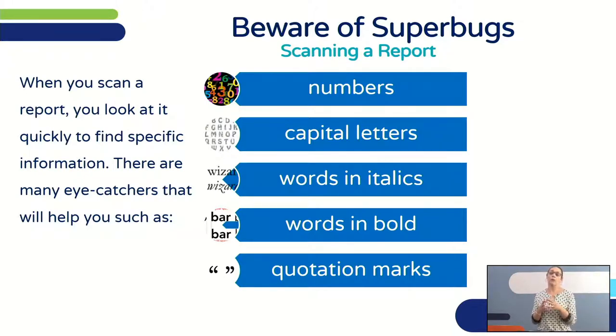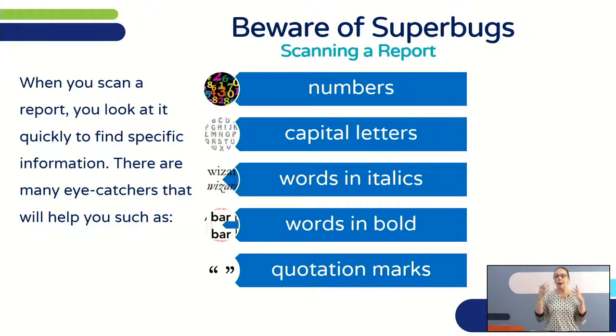The first technique we need to deal with is scanning. It is a way of reading. So here we have the scanning skill, and we need to know how to scan a report, because the thing we are going to read today is a report. Usually we have scanning and skimming. When we scan, we look for a specific piece of information. So when you scan a report, you look at it quickly to find specific information.